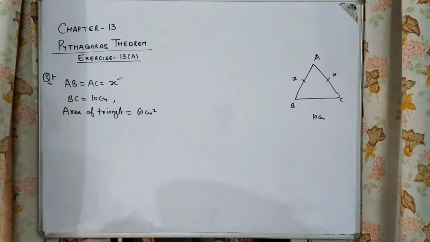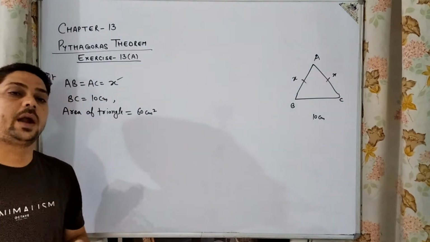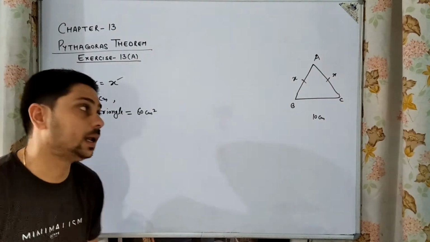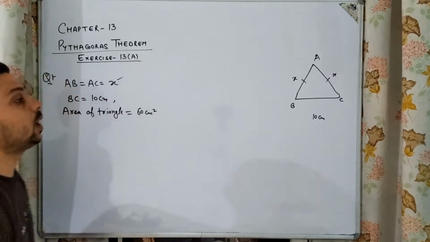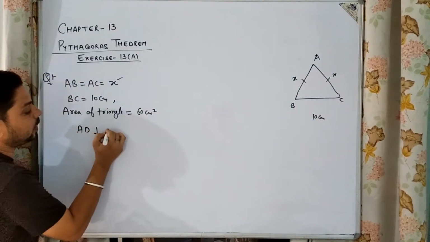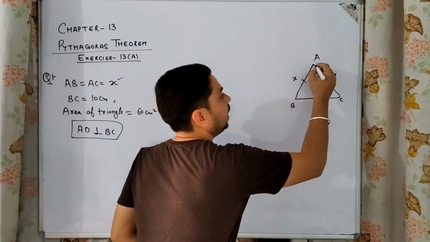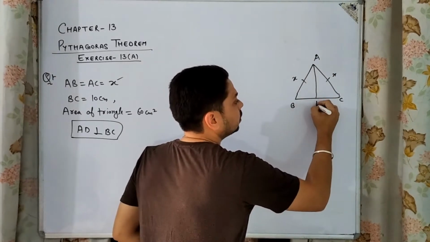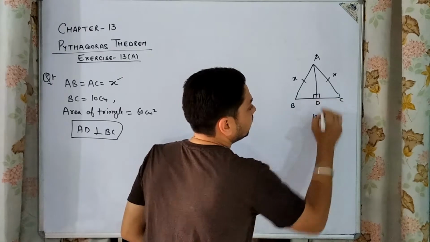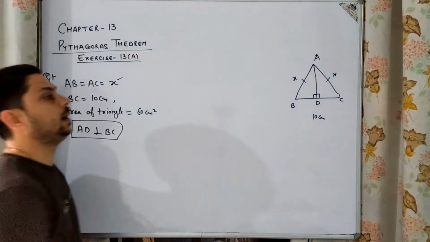Now what we are going to do: since Pythagoras theorem is applicable only on a right angle triangle, and this is not a right angle triangle, first we will make it a right angle triangle. Now draw perpendicular AD on BC. So this is a perpendicular. Since it is a perpendicular, the angle at D is 90 degrees.